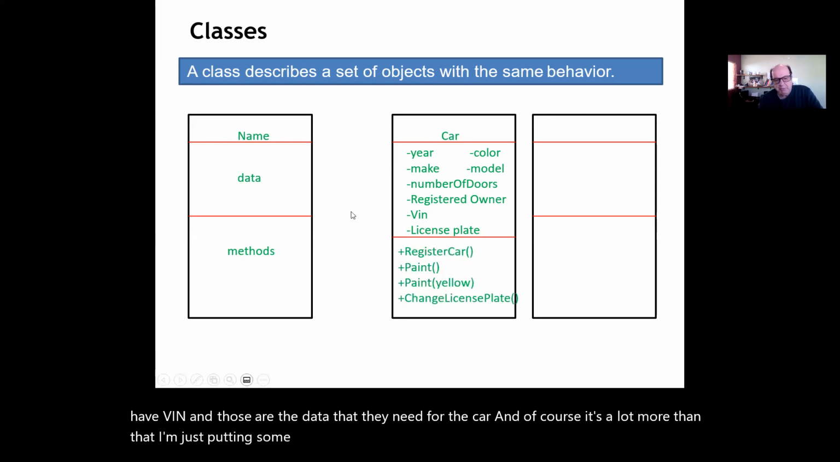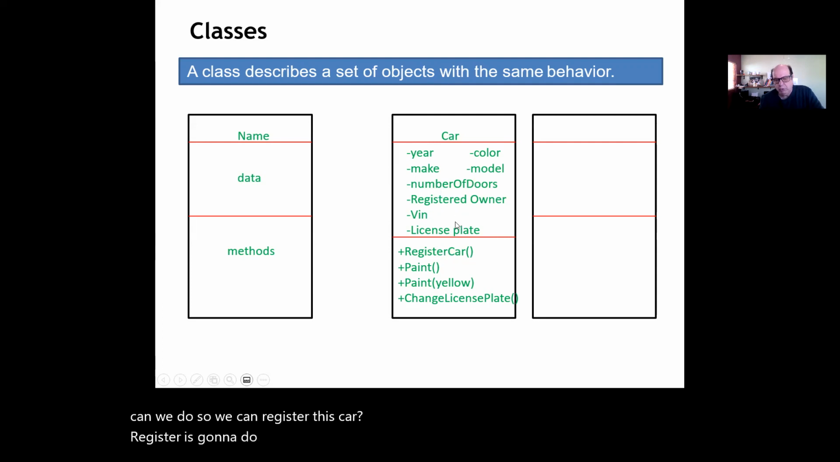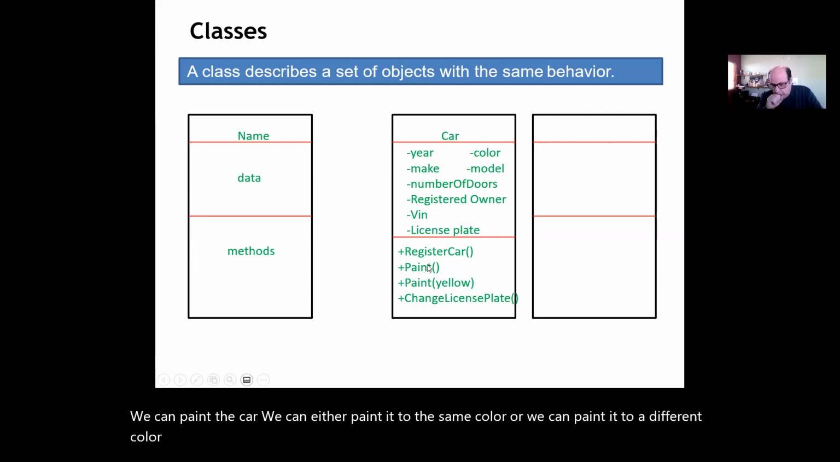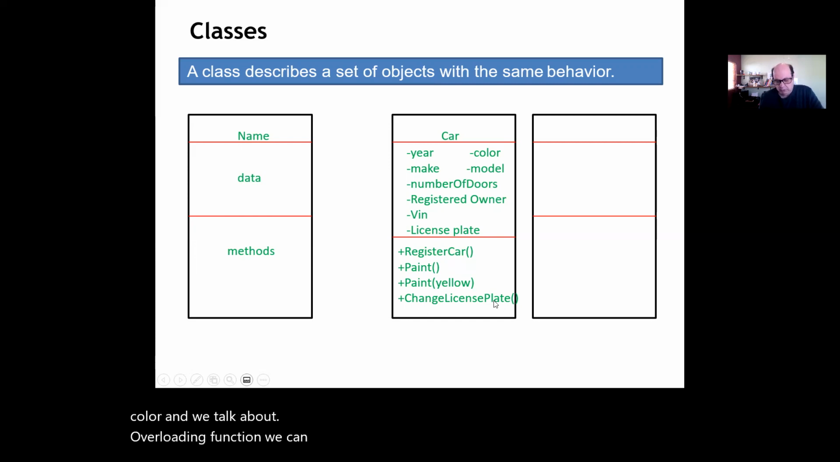Now, we're going to have some methods or behaviors. What can we do? We can register this car. Register is going to do what? It's going to change the name of the owner to a new owner. We can paint the car, either to the same color or to a different color. We can change the license plate. We're going to request a special license plate for my car.